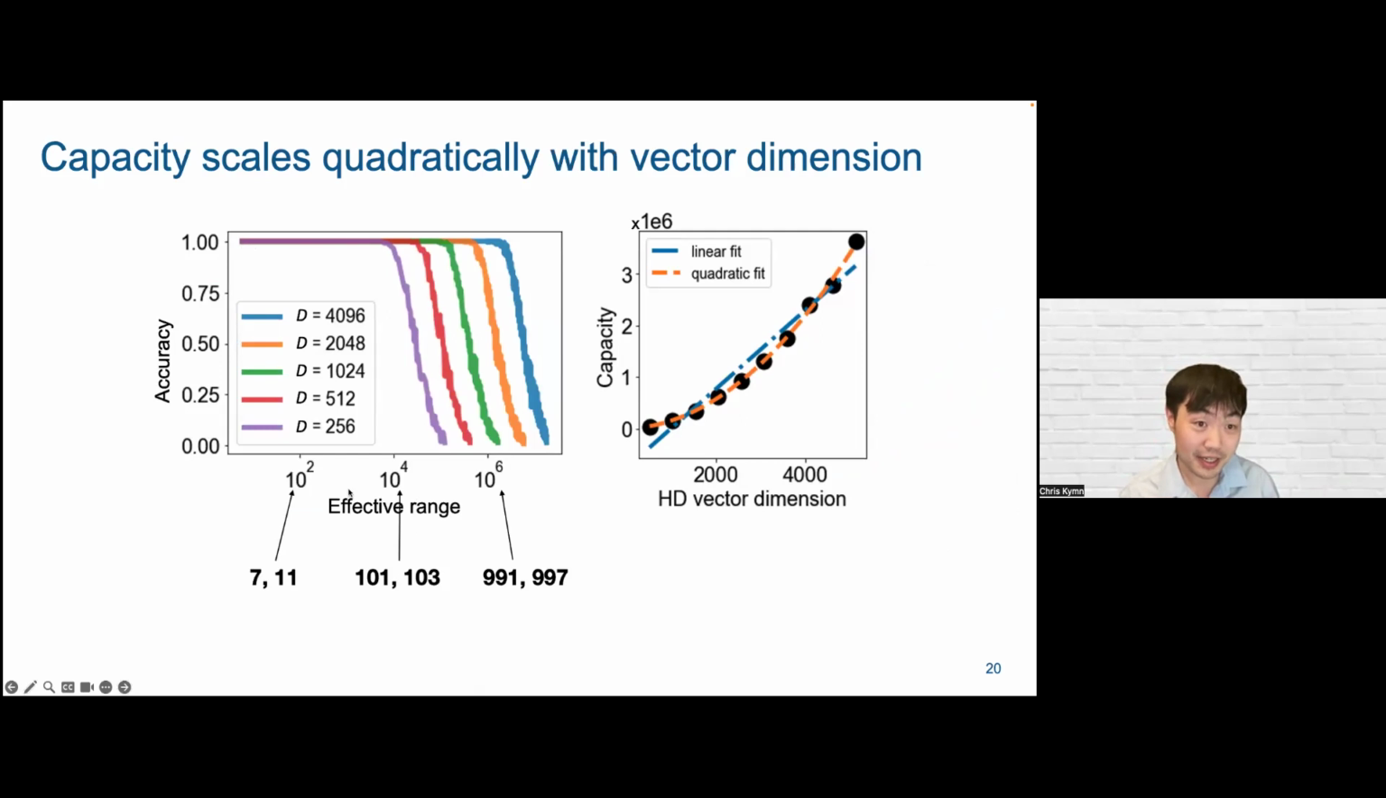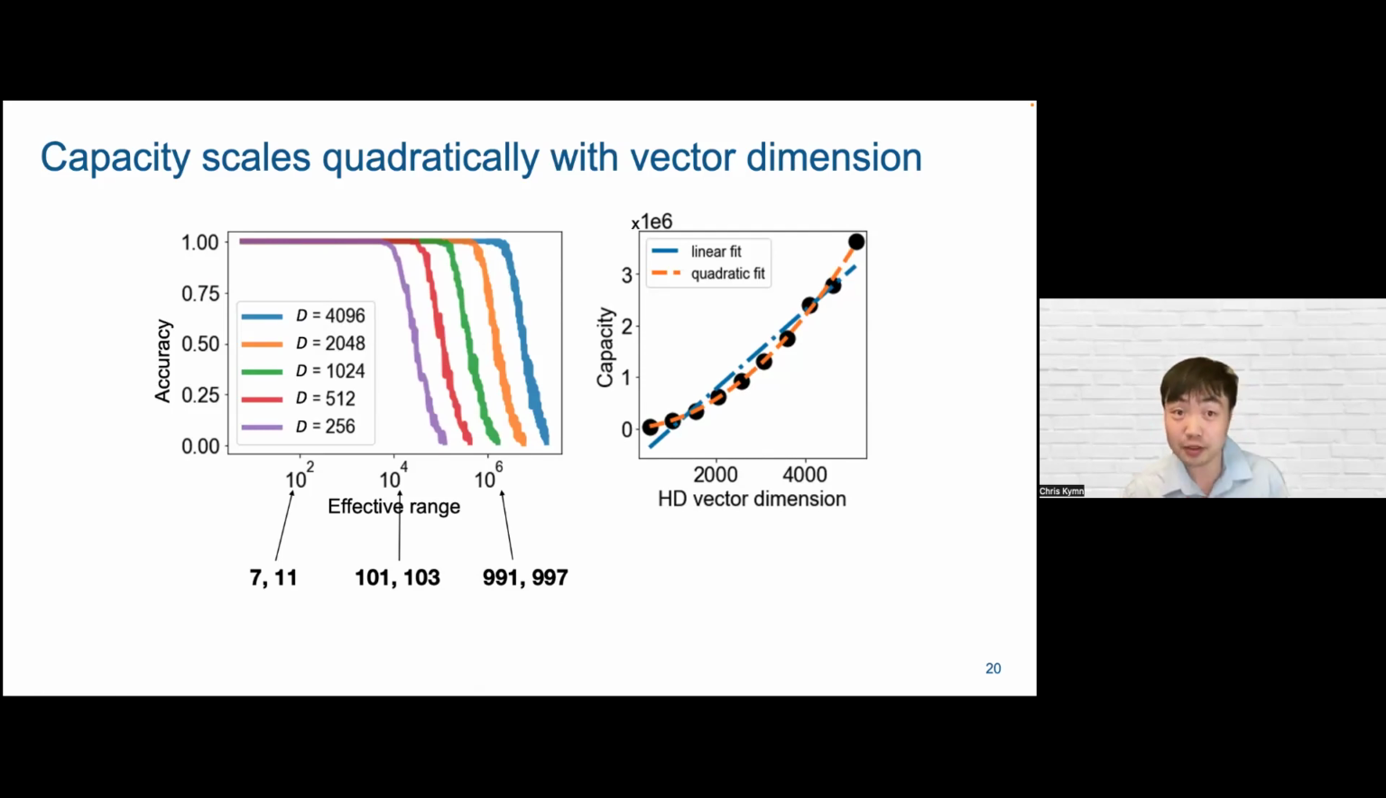In this particular case, we're saying let's increase the number of particular items that we're trying to encode. So the effective range is the product of each of the individual moduli. And then each point on this curve is trying a different set of moduli, and we're picking prime numbers just to satisfy the coprime condition very easily. Then as we increase the dimension, we see that the accuracy falloff happens at a later stage with a higher dimension. And as we increase the vector dimension, the capacity roughly follows this quadratic fit, which is consistent with prior work studying resonator networks on bipolar or -1/+1 kinds of vectors.